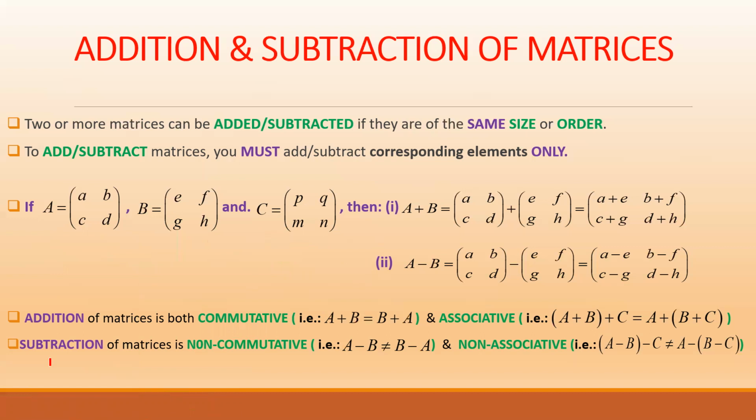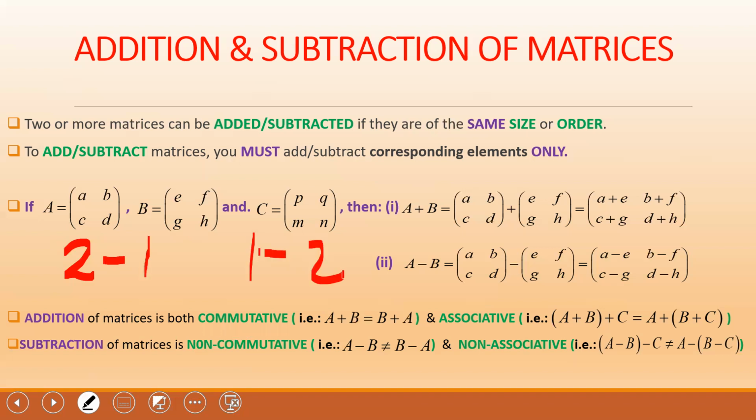We use 2 numbers, right? So, 2 take 1. Is 2 take 1 the same as 1 take 2? Let us see. 1 from 2 is 1. And 2 from 1 is -1. So clearly we can see that subtraction is non-commutative, right?